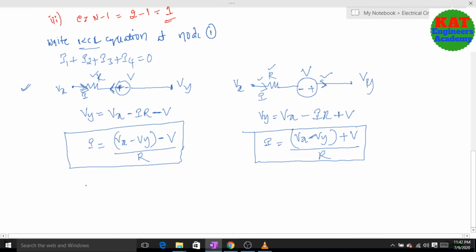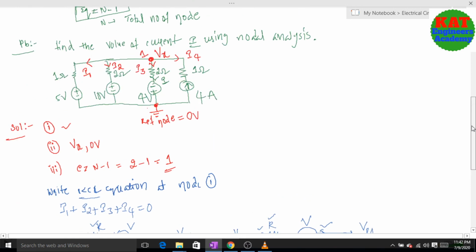Now first you have to write the same equation here, I am writing it once again: I1 plus I2 plus I3 plus I4 equals 0. Now first we have to write what I1 is. It is nothing but the current flowing through the 1 ohm resistor. Here the higher potential is Vx and the lower potential is 0, so Vx minus 0. Vx is the unknown voltage that we have to determine.